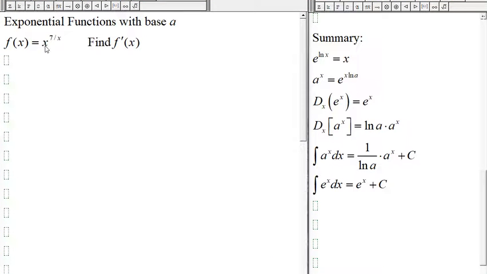Here we have the function x to the power of 7 over x, and we want to find the derivative here. And so this is the same as y equals x to the 7 over x. And then next, we'll take the natural log of both sides. So we get ln y. And again, the power rule says that the 7 over x, we can place it in front of the ln.